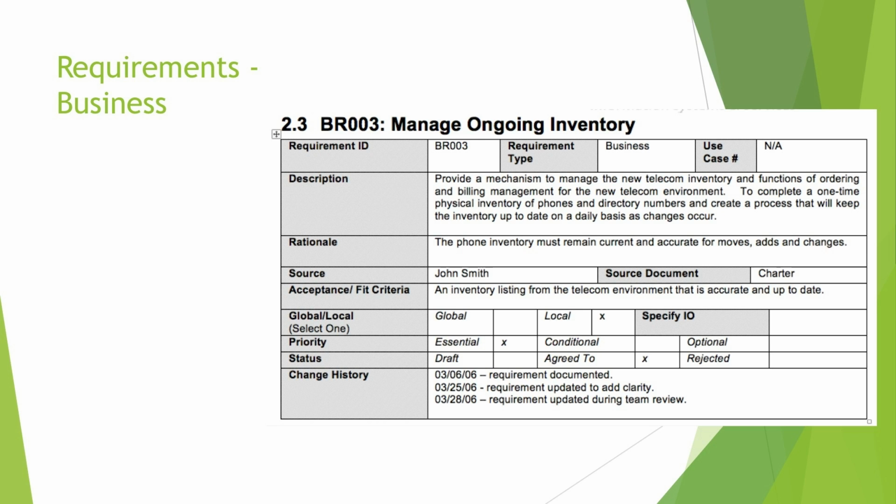Then the status of the requirement, whether it's in draft status, whether all the stakeholders have agreed to it, or whether it was rejected. Because sometimes people will put things in there that they would like as requirements, but it's deemed as something that is not needed. It also has a change history, so you can see that it goes through a progression. The requirement was documented, updated to add clarity, and then updated again during team review.